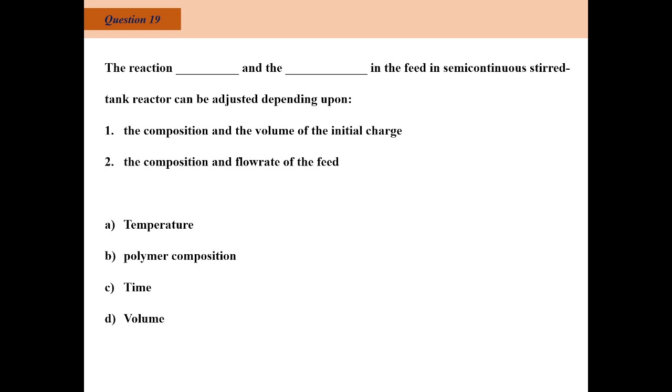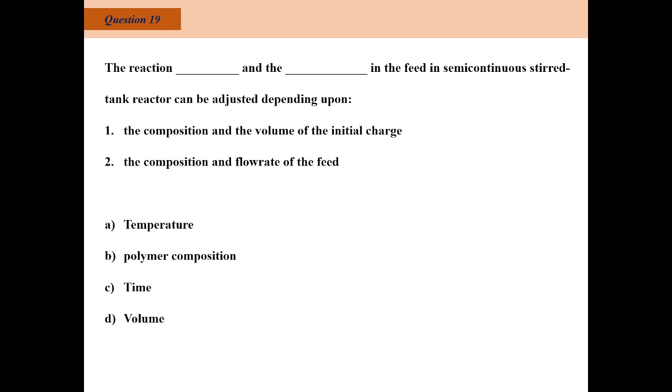I think the second one should be volume, because when we talk about flow rate, it can be adjusted. Option one and two depend on the second option, which says the composition and flow rate of the feed can be adjusted. When we adjust the flow rate, the volume of the reaction changes. But composition and volume of the initial charge, first option only. We are actually depending on the properties within the reactor that can be adjusted flexibly.